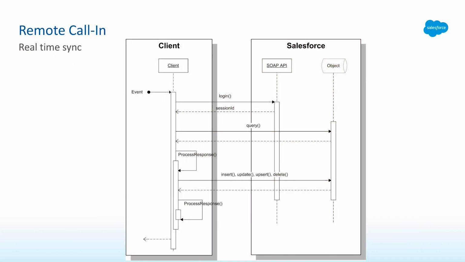So this is the process. You had an event which occurred. You will first log into Salesforce. Once you log in, you create a session ID. You will use the session ID to query Salesforce. Once you are able to query Salesforce, you can do any of the DML operations like insert, delete, upsert, anything, right? And once that is done, you will simply pass the IDs back to the third-party system, saying that the transaction has been done.